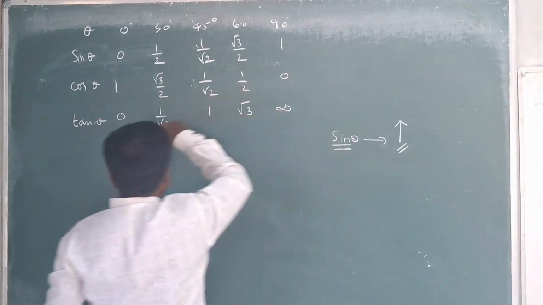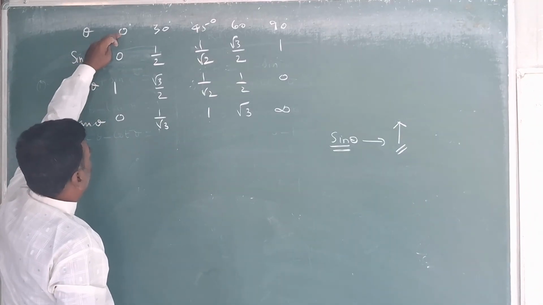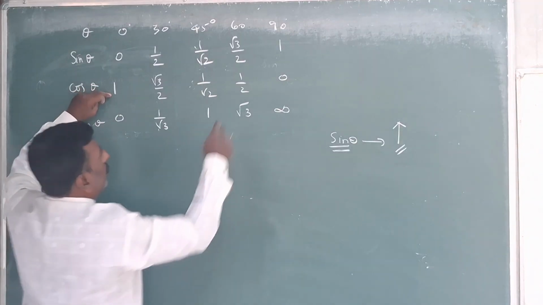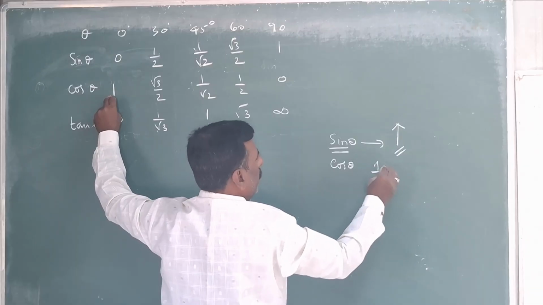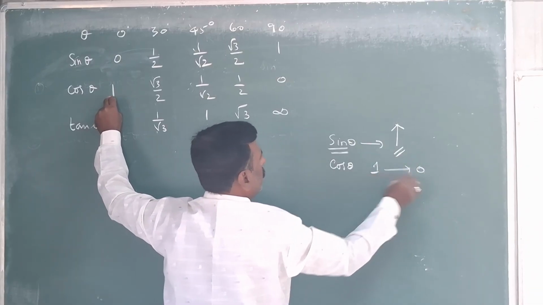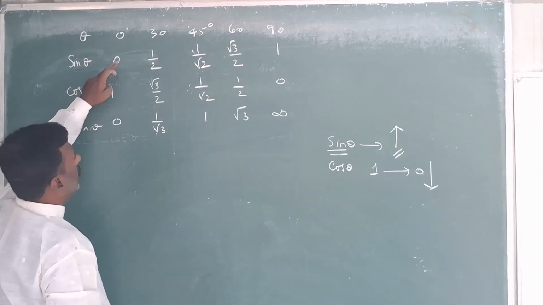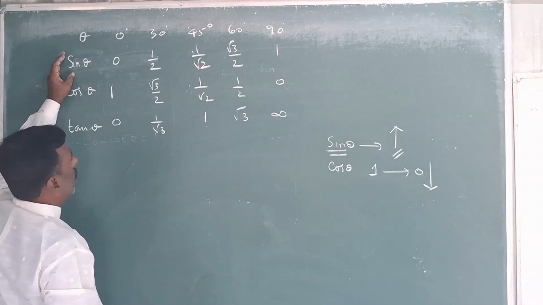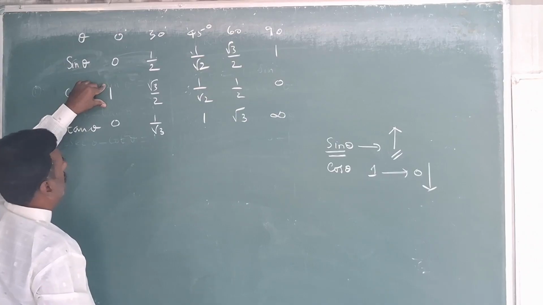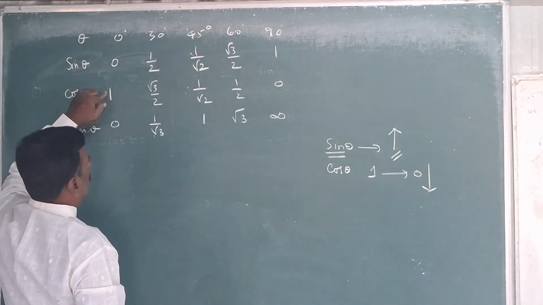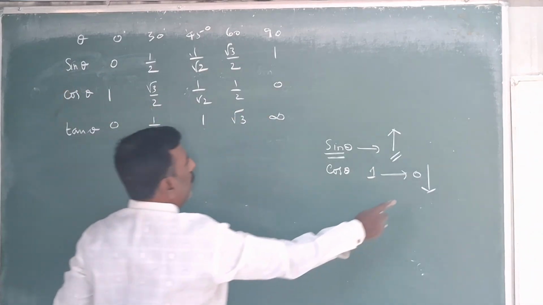Then the value of cos theta: the value of cos 0 is 1, but the value of cos 90 is 0. So, the value of cos theta starts from 1 and ends with 0. So, this is decreasing. Since sin theta goes from 0 to 1, the value of sin theta is increasing in the table. But cos theta starts at cos 0 equal to 1, and the last value is 0. Therefore, the cos theta value is decreasing.